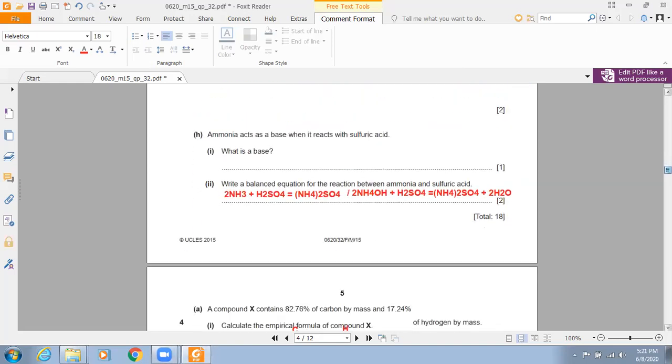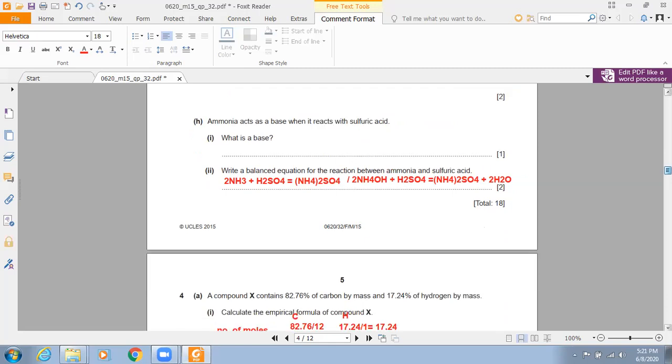What is a base? Ammonia acts as a base when it reacts with sulfuric acid. So a base is a substance which accepts a proton, or hydrogen ion acceptor, right? What is a base? A base is a proton, slash H plus, etc. Right?